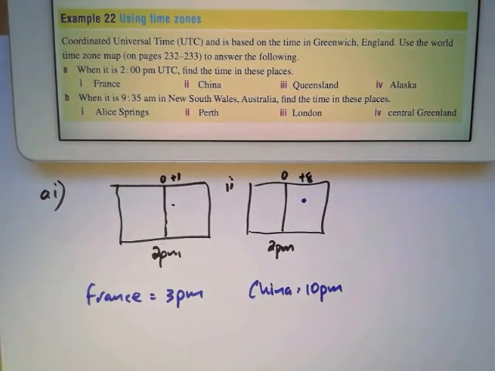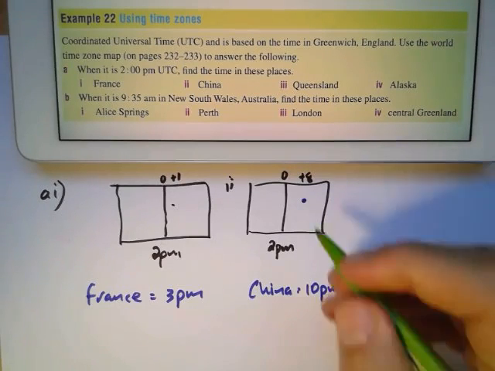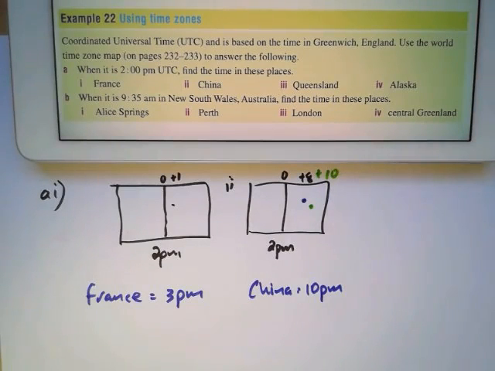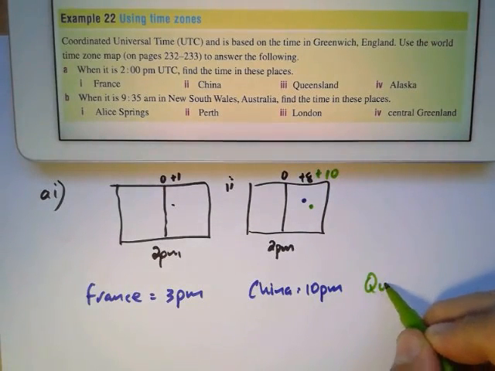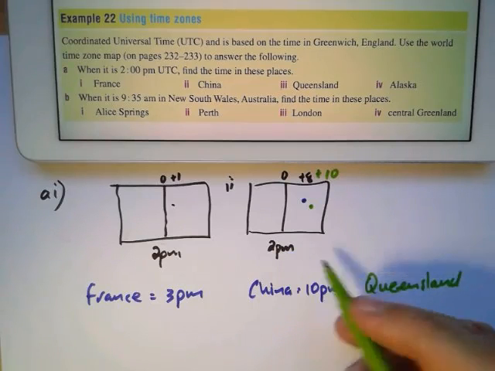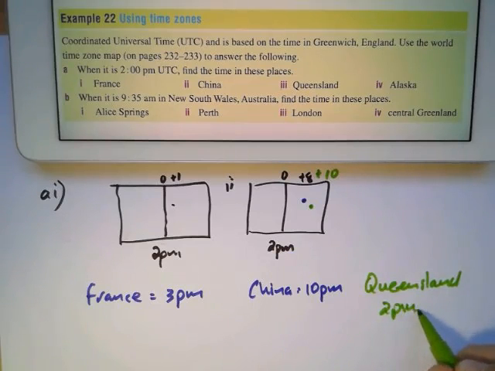Queensland is at plus 10. So plus 10, let's just use another color. Plus 10 will be over there. Okay, that's plus 10, which means Queensland will be plus 10, so it will be 2 p.m. plus 10 hours, and that will take us to midnight. So we will go into the next day already when it's 2 p.m. there.